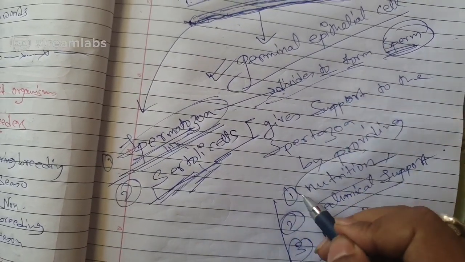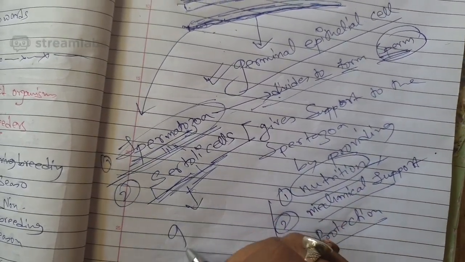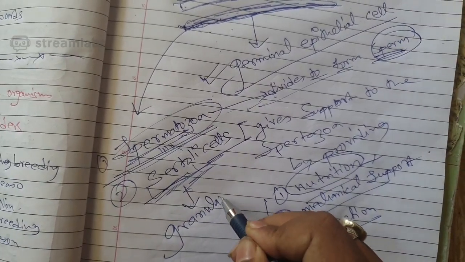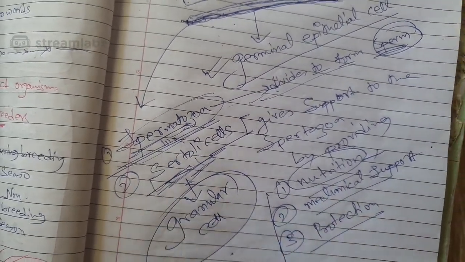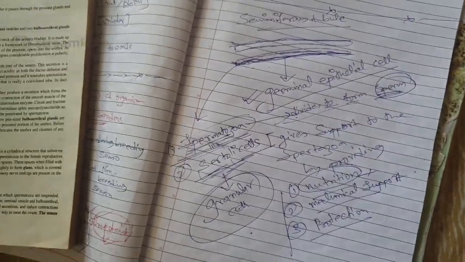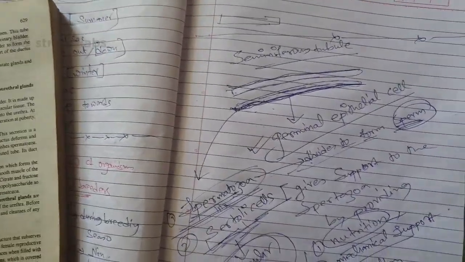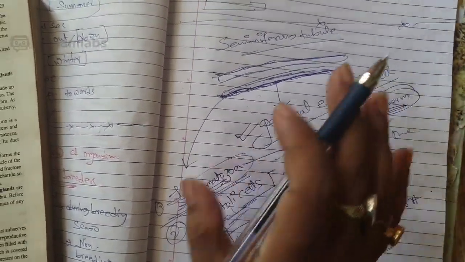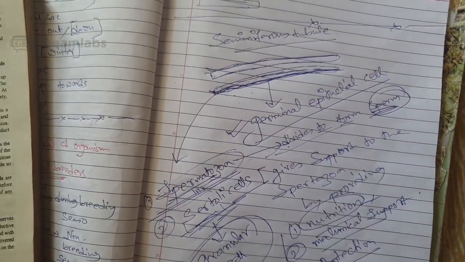So hopefully you understand that it carries lots of nutrition, so that means it is a granular cell. So understanding that is not very difficult. So that is one thing that you should understand. Now, I hope that you have understood the inside of the seminiferous tubule.